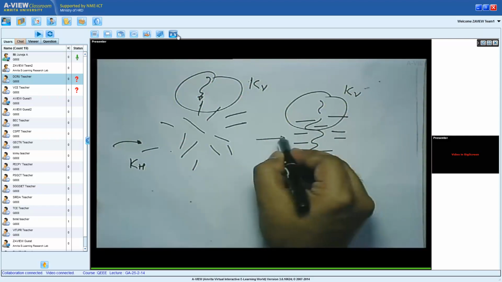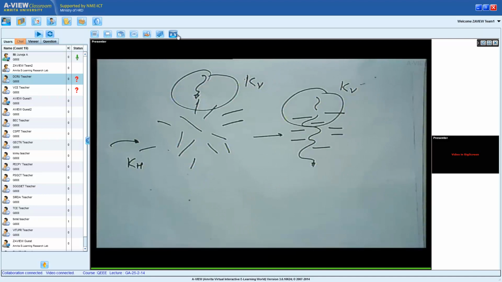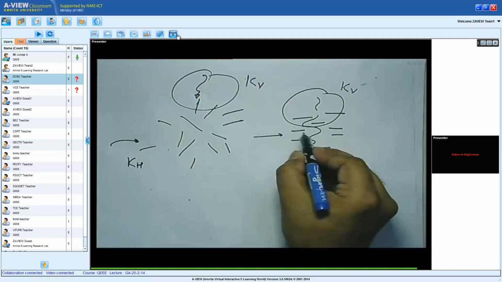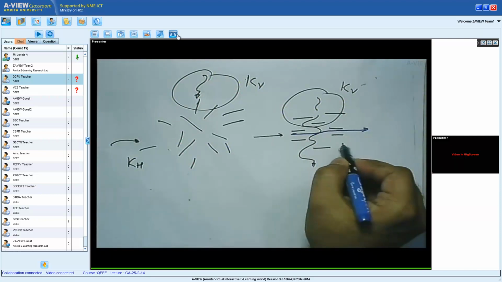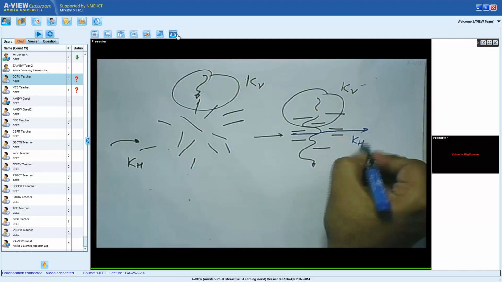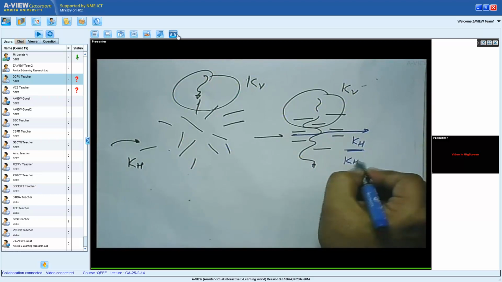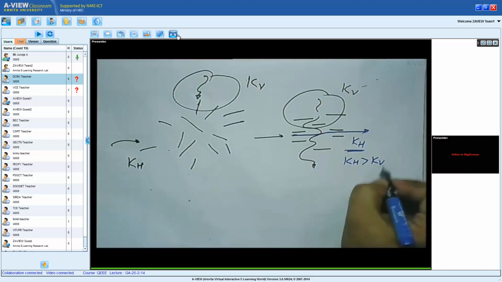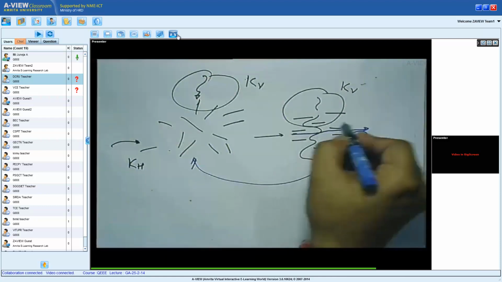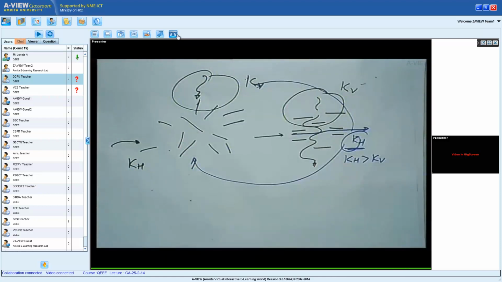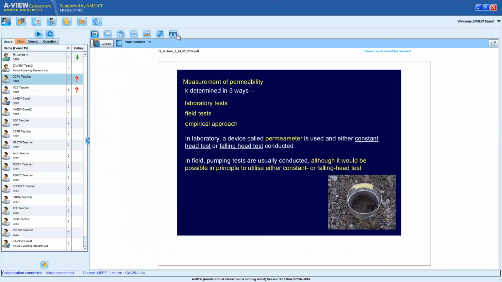However, if the flow is in this direction, remember the horizontal flow, the flow is very convenient. It can simply bypass all the soil grains and go horizontal. So K horizontal will be much greater than K vertical. So in other words, this flow will be much faster than the flow in the other two. I hope I was able to answer your question.